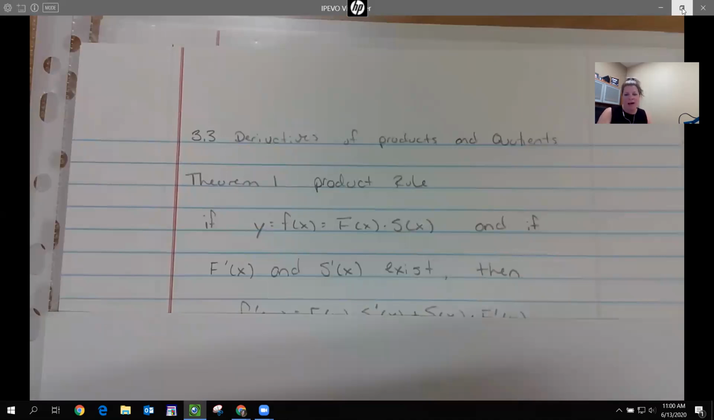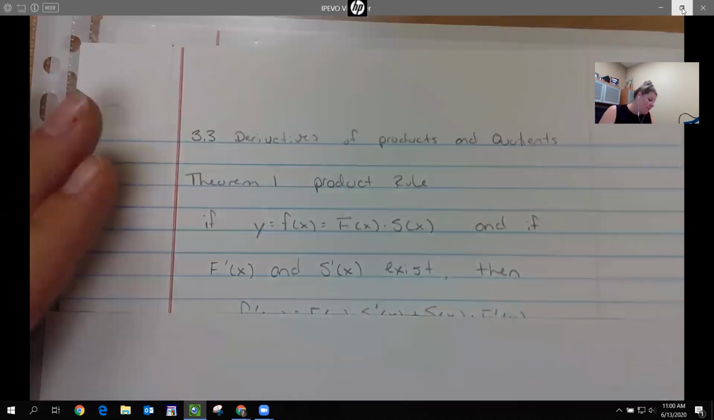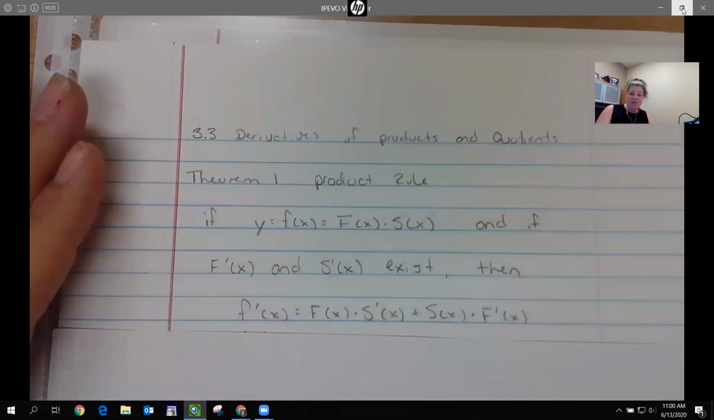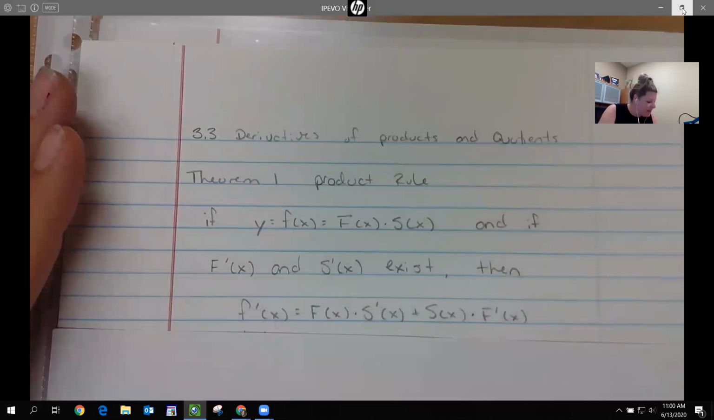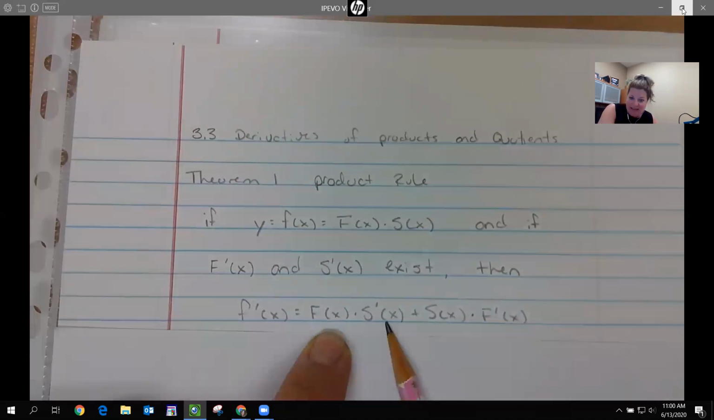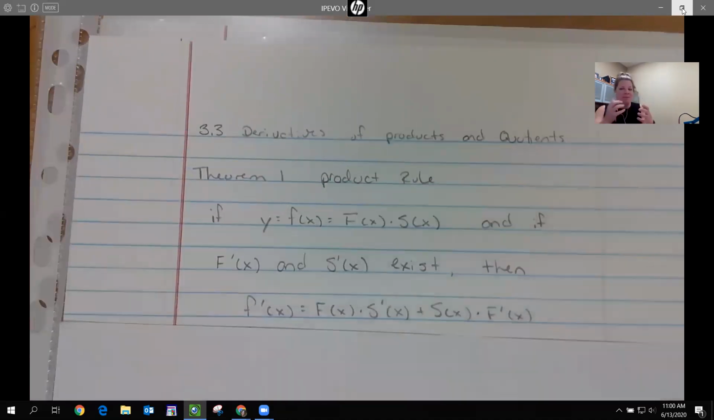In regular calc 1, you might have a lot more cases where the derivative doesn't exist than we will in business calc. So what is the rule? The rule is you can find the derivative if you do the first, original first, see, no prime on there, times the derivative of the second, plus the second original times the derivative of the first. And it works out. So if you're multiplying two functions, you do original times the derivative of the second, plus original second times the derivative of the first.